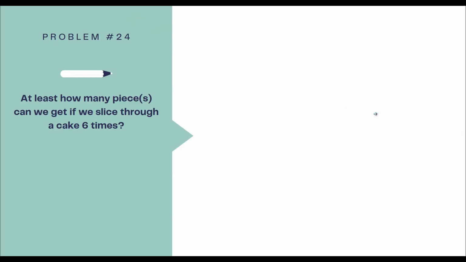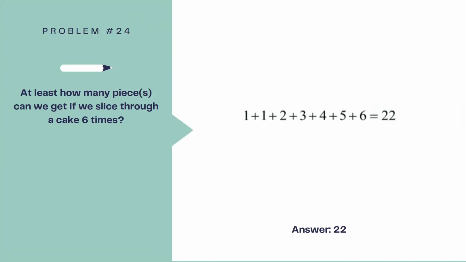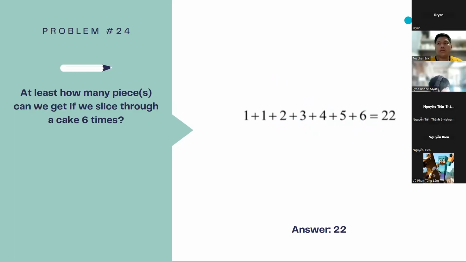So for this one, for example, if we slice a certain cake, we have 1 plus 1. If we slice it again, we have plus 2. Then we have plus 3, up until 6 times. Yes, Brian. It says at least, not at most. It is 22 if it is at most. The question said at least.